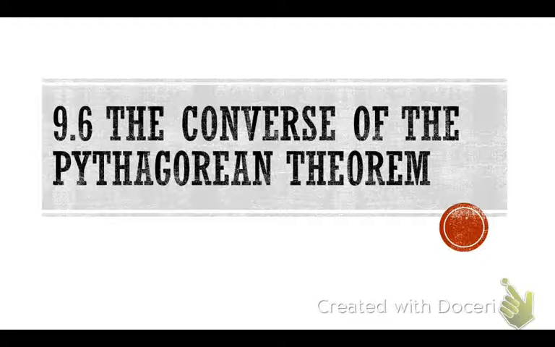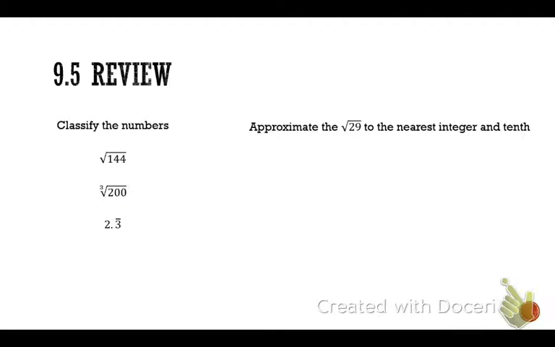Today we're covering section 9.6, and it is the converse of the Pythagorean theorem. Converse is another word for reverse, okay? If you remember section 9.2, we learned the Pythagorean theorem. Can you guys tell me that formula? A squared plus B squared equals C squared. So we had to solve for an unknown side length. Well, today we're going to take that and work it in reverse.